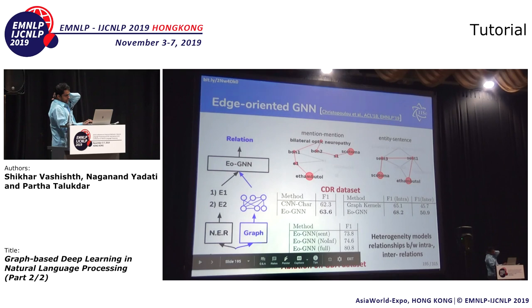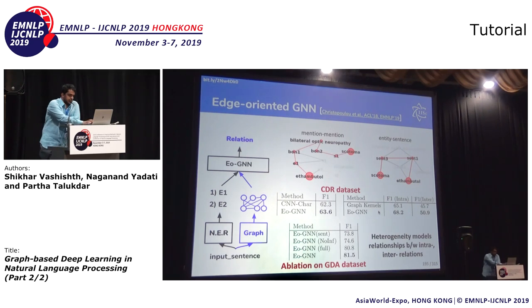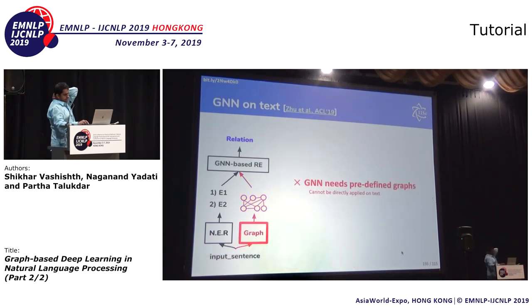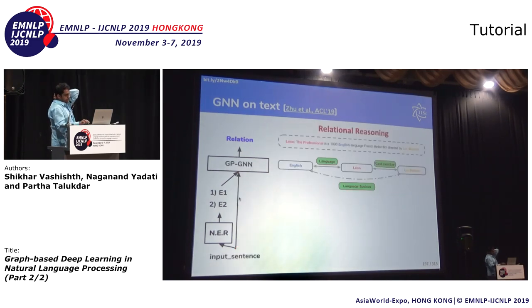On the CDR dataset, they show improvements over a character level CNN and a graph kernel based approach. And then they do some ablation on the GDA dataset. The main takeaway here is that heterogeneity models relationships between intra and inter relations, right? And one disadvantage is that it requires predefined graphs, right? So it cannot be directly applied on text. So can we do graph induction, right?